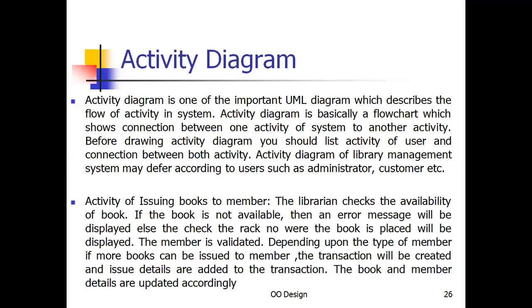The second one is the activity diagram. Activity diagram is one of the most important parts of UML diagrams, which describes the flow of activity in the system. An activity diagram is basically a flow chart, which shows the connection from one activity of the system to another activity. Before drawing the activity diagram, you should list the activities of the user and the connections between the activities. So we will discuss the activity diagram for the library management system as well as other examples.